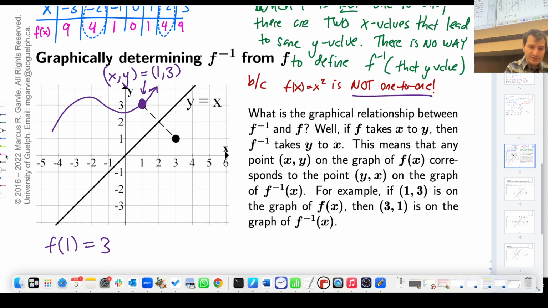If f of 1 equals 3, that translates into f inverse of 3 equals 1, right? f of 1 equals 3 says when you plug in 1, you get 3. f inverse of 3 says if you got out 3, then you put in 1. They're the exact same statement. So f inverse of 3 equals 1 means the point 3, 1 is on the graph of f inverse.